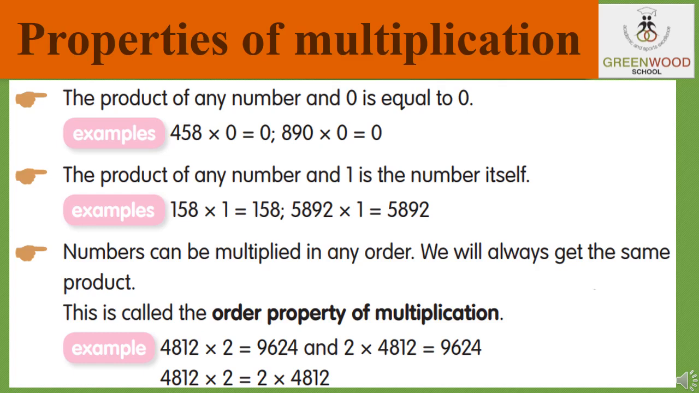Third, numbers can be multiplied in any order. We will always get the same product. This is called the order property of multiplication. For example, if we multiply 5 into 4 or 4 into 5, we'll get the answer 20 only. Similarly, here one example is given. 4812 into 2 will give you the answer 9624. And even if you change the order, that is, first you write 2 and then you write 4812, you will get the same answer.